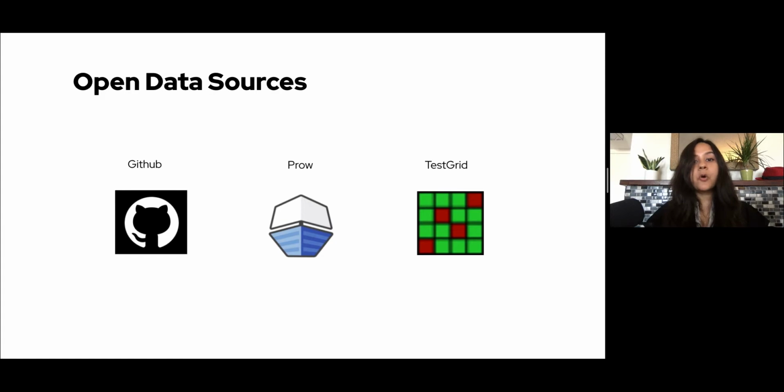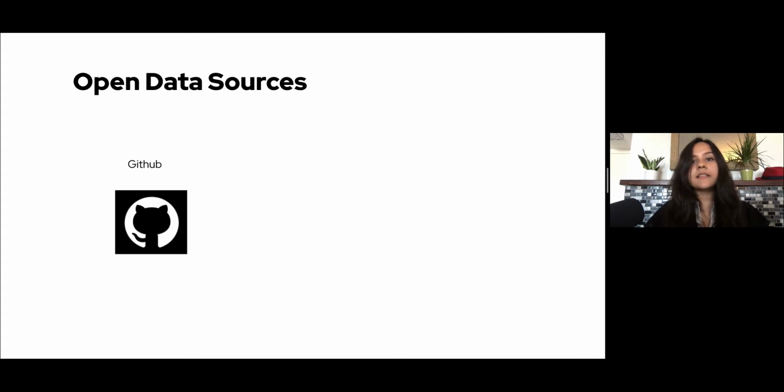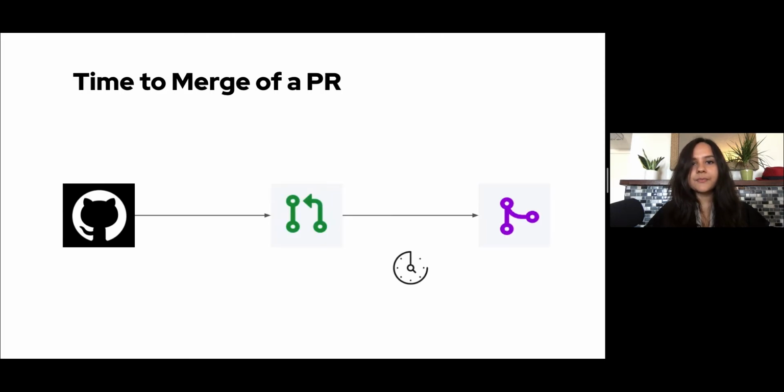The ultimate hope for this work is that we will be able to connect these various data sources like GitHub code changes with the filed bugs, the Testgrid visualization platform, and Prow datasets in order to develop a complete picture of a CI process. The first open dataset that we will look into is the GitHub data source.